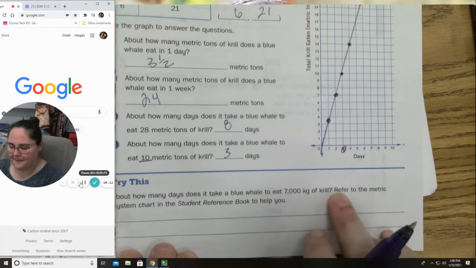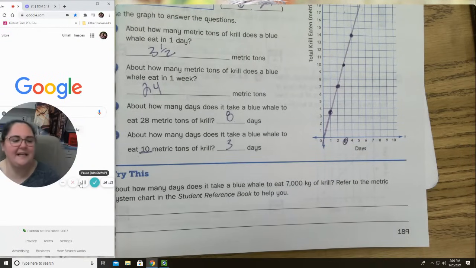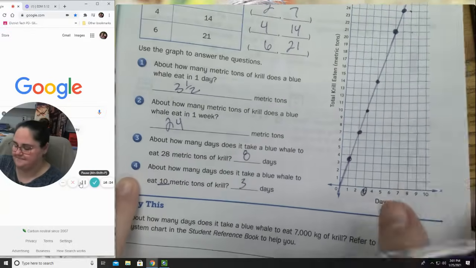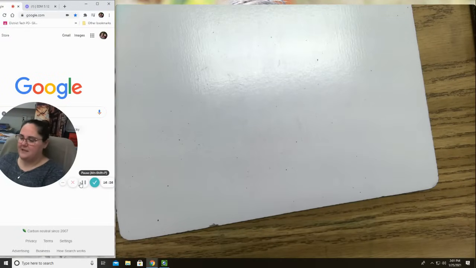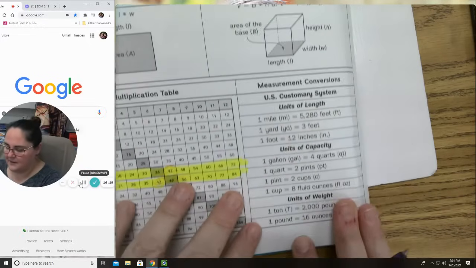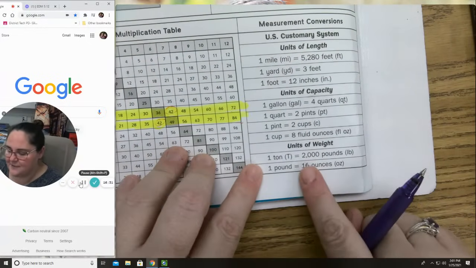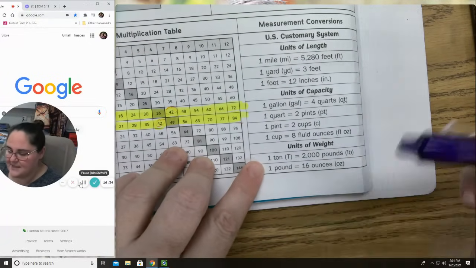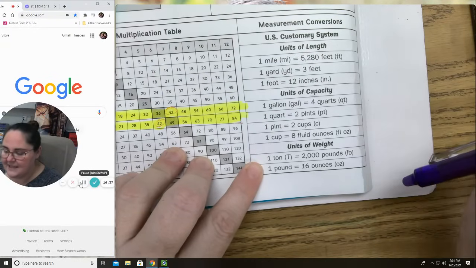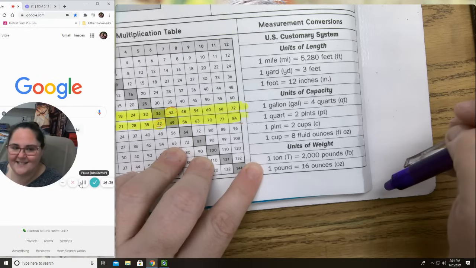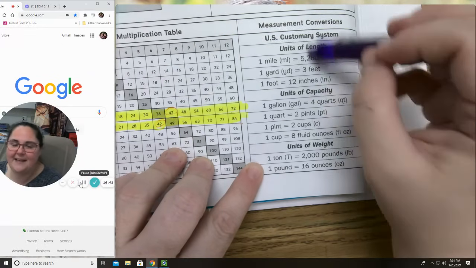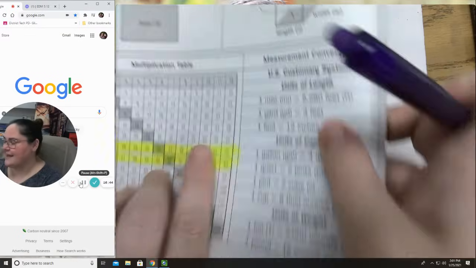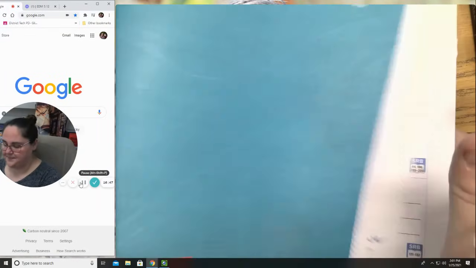There we go. It says, try this. About how many days does it take the blue whale to eat 7,000 kilograms of krill? Refer to the metric system chart to help you. So kilograms, I bet if you look at the very front of your book, right here on the bottom, you're going to see different tons. You see regular tons and things like that, right? But it says metric tons. So that's not going to be in here. For this one, it's actually going to be in your student reference book.